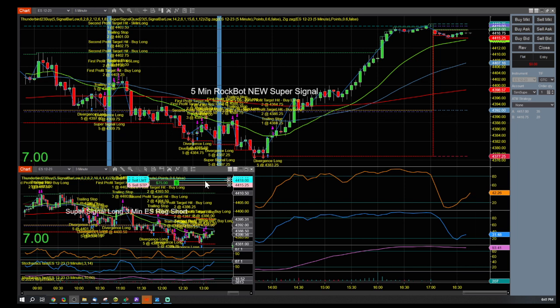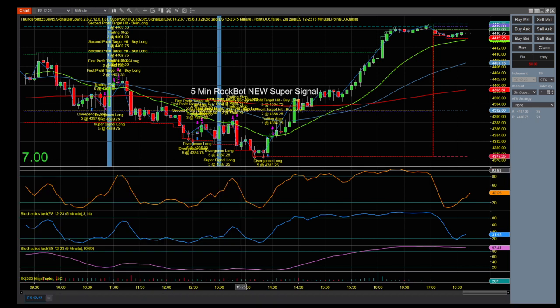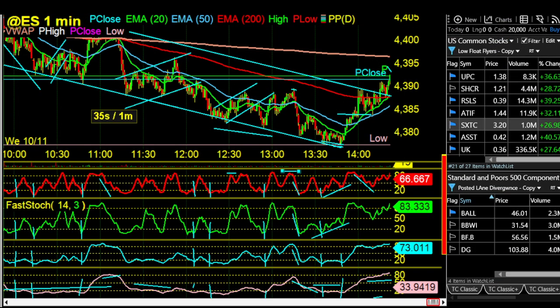Let me get rid of that right there. Now that's on the 5-minute time frame too. So this is on the 1-minute time frame, what we're looking at here. And you can see that 1-minute time frame. You can't really see it on the 5-minute time frame, but the 5-minute also gave us that divergence.